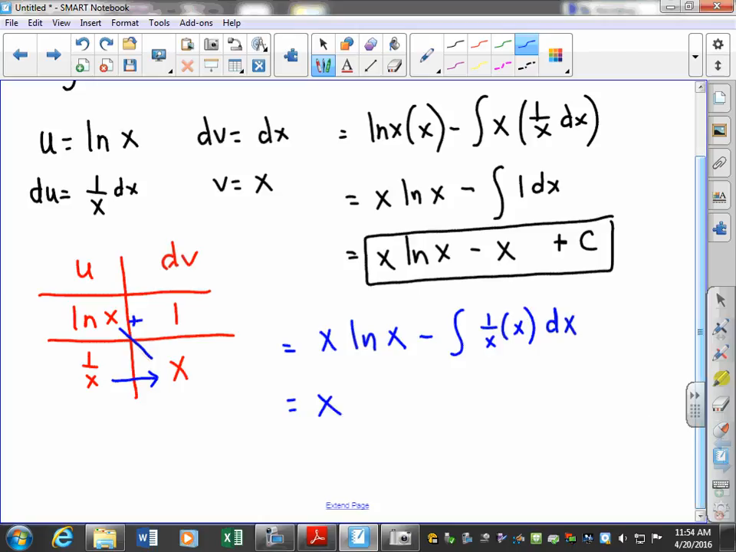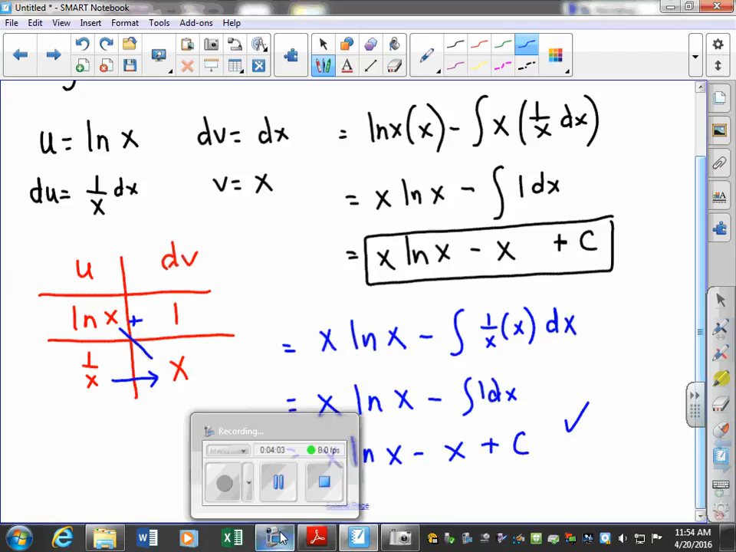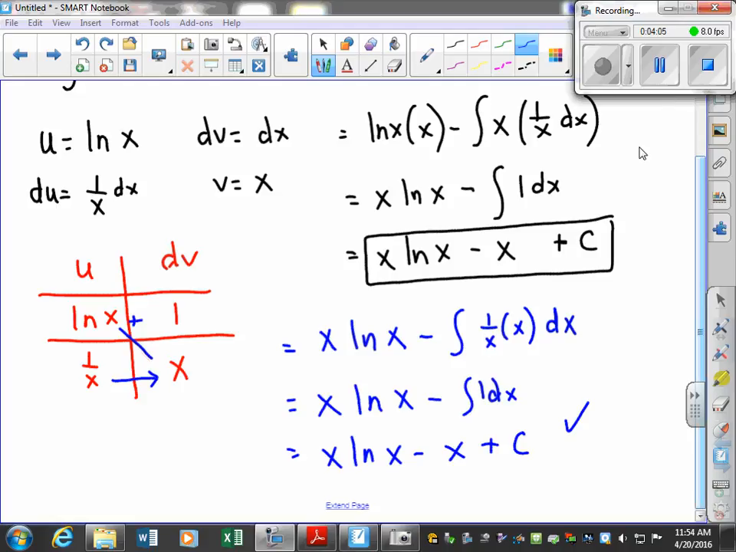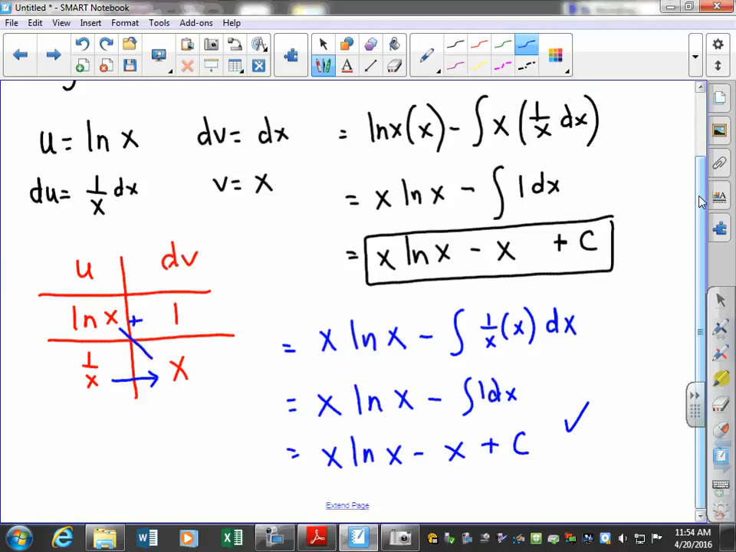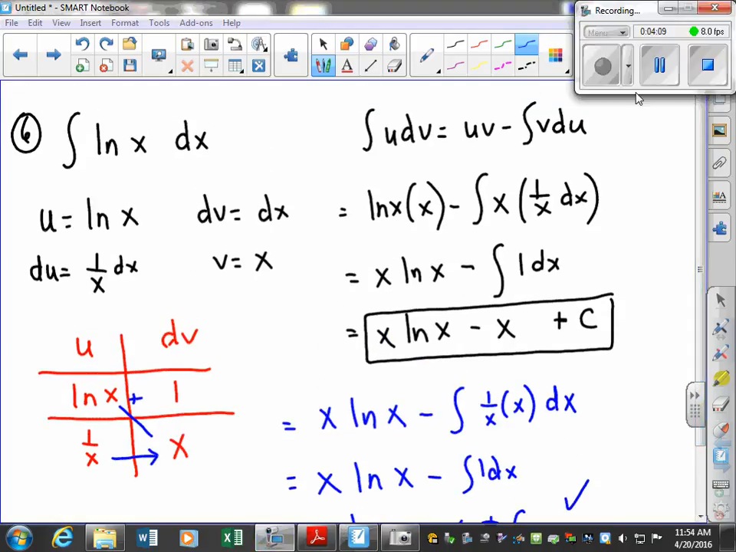All right, so now algebraically, that simplifies to just 1 dx. And once again, we just get x natural log of x minus x plus a constant, which is what we had before. But that's the most basic natural logarithmic one that you will see. We'll see some more in just a minute.